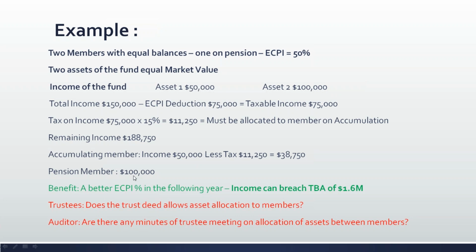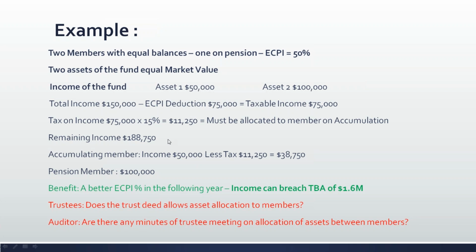So we can actually distribute 100,000 to the pension account. Now you'll say, why do that? Because we can just say half and then carry on. If you do half, then you will not get this benefit. And the benefit is that next year, because you've allocated higher income to the pension member, the exempt current pension income percentage will be different, because it's equal in this year. But if you allocate 100,000 to the pension member and only 38,750 to the accumulating member, then next year the percentage would be leaning more towards the pensioner. So that means more income would be exempt from tax.